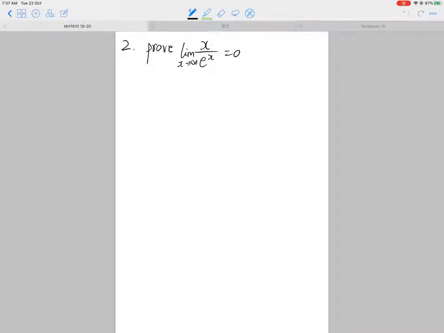Okay, so we want to prove this is 0 for every non-negative integer. For every integer n greater or equal to 0. So what should we do? We should use mathematical induction, right?